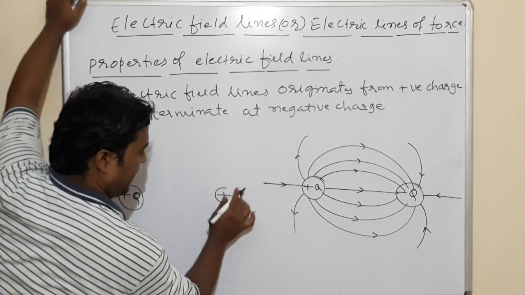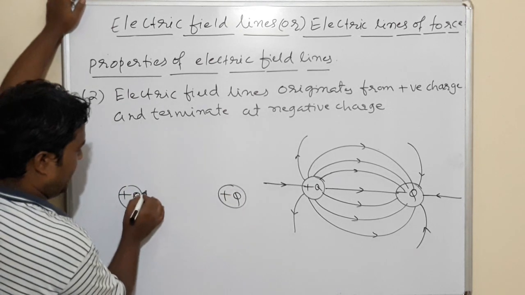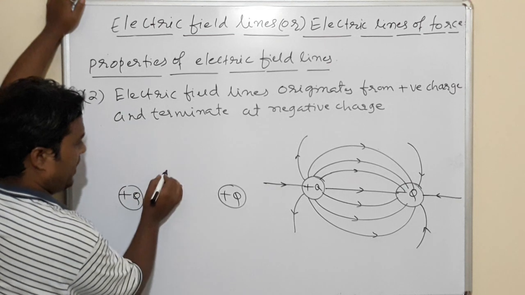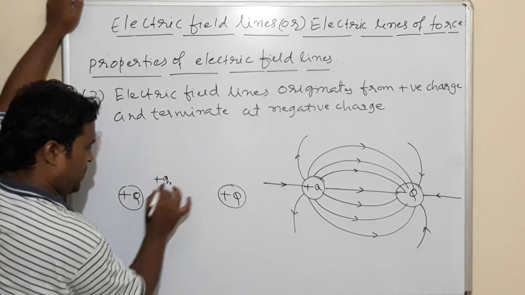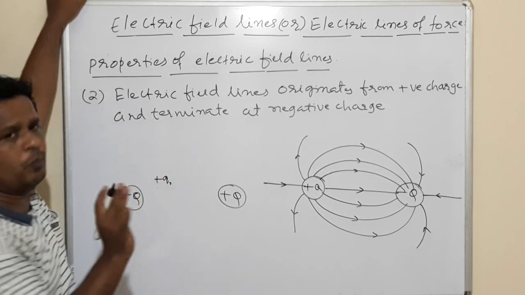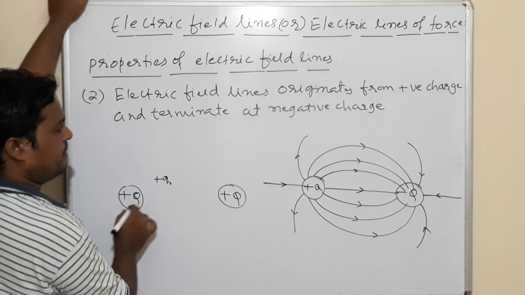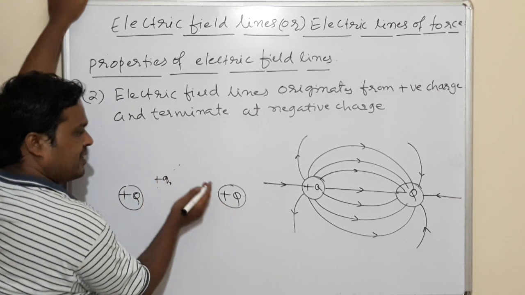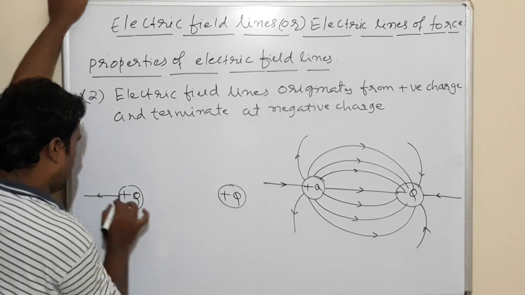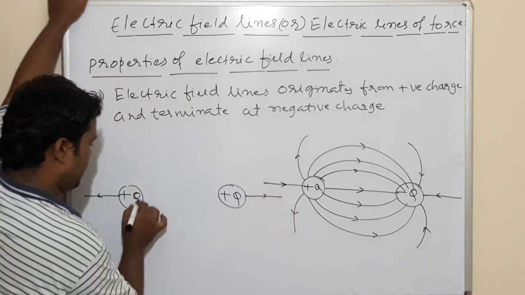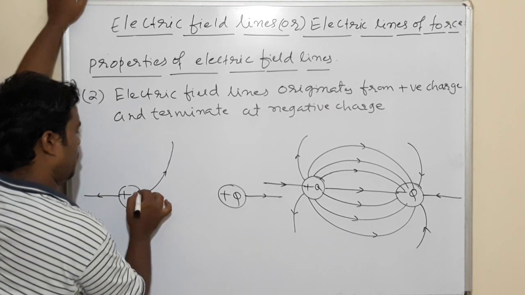If a test charge is placed anywhere here, it will be repelled by this charge also, and it can't go towards this one either. If a test positive charge is placed here, how can it move? If it is allowed to move, it will move away from this charge, then it will try to go towards this charge. This will also repel it. That means if it is kept here, it will move like this. If it is kept this side, it will move like this. If it is kept here, it will move like this. This will also repel. If it is allowed to move, it will move like this.